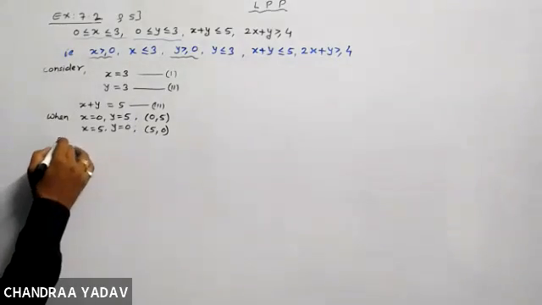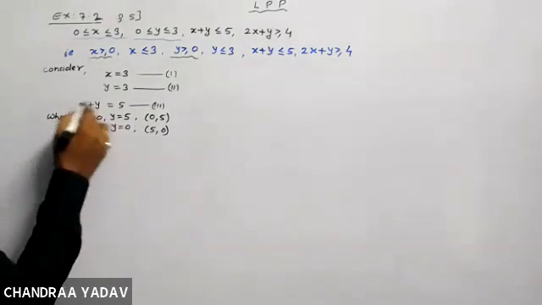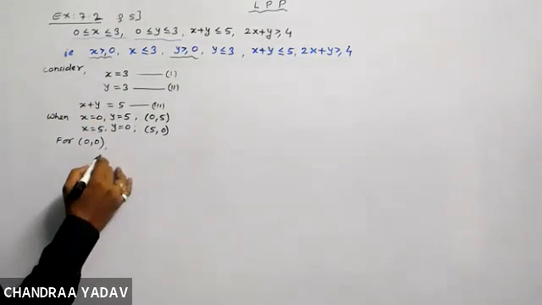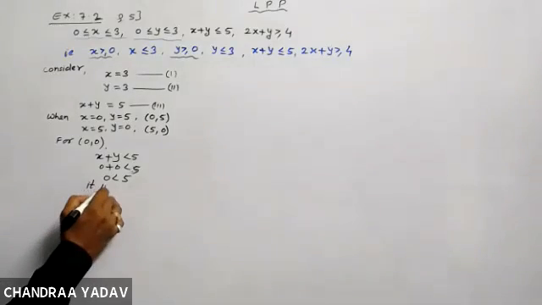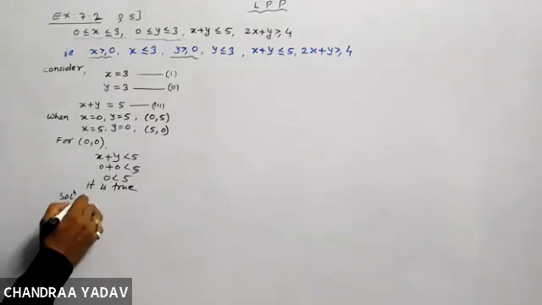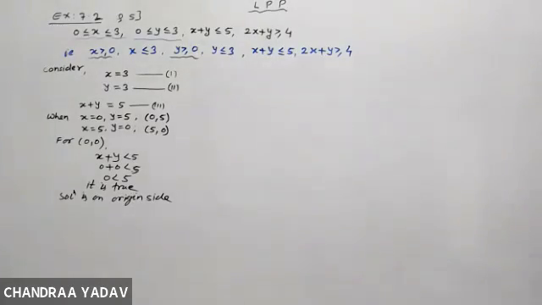Okay, now next one. For 0, 0, what do we write? x plus y is smaller than 5. 0 plus 0 is smaller than 5. 0 is smaller than 5. True or false? This is true. So the solution lies on the origin side. Solution is on the origin side.